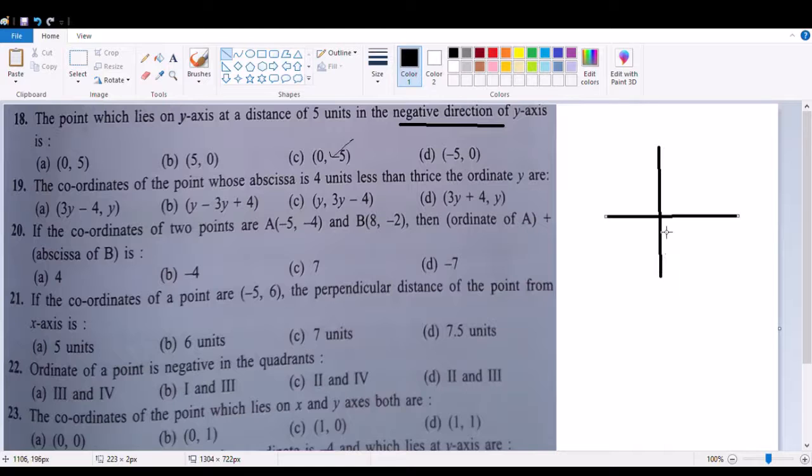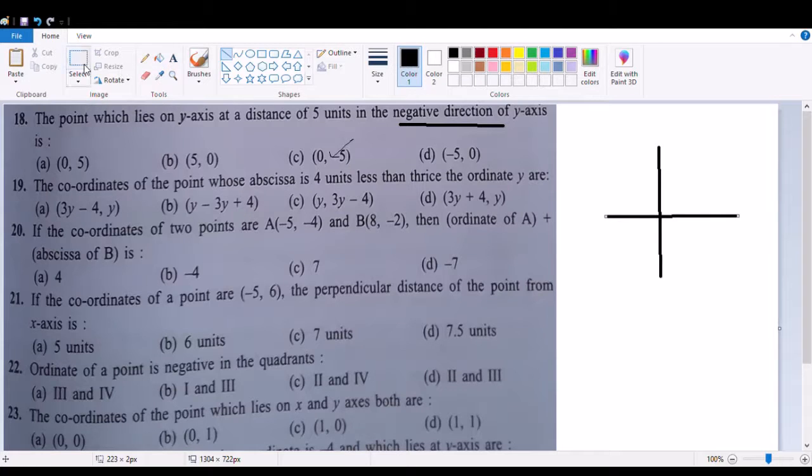Since it is a point on y-axis, its x coordinate is 0. The negative direction means what? So which will be our answer? 0 minus 5 is our answer.